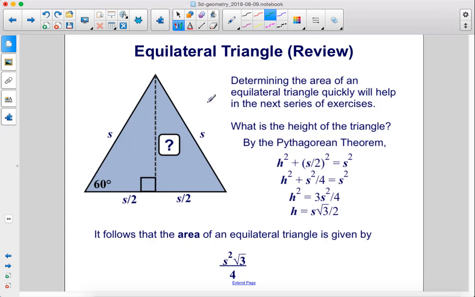Equilateral triangle review. Determining the area of an equilateral triangle quickly will help in the next series of exercises. What is the height of the triangle? By the Pythagorean theorem, we have that h squared plus (s over 2) squared equals s squared. So when you solve, we get the height equals s times the square root of 3 over 2. It follows that the area of an equilateral triangle is given by s squared times the square root of 3 over 4.